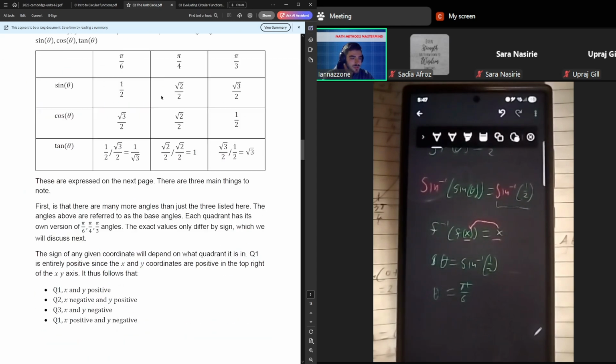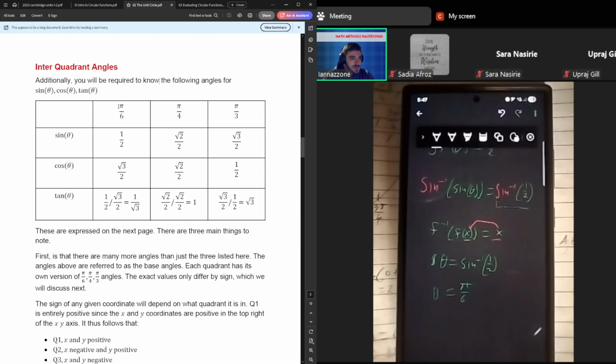You'll also have to eventually know, if you don't already, the interquadrant angles. Now, when I say you'll have to know them, I mean you'll have to have them memorized. These do not, unfortunately, appear on your formula sheet. And so this is something you do have to practice many, many times of redrawing the table or redrawing the unit circle, however you do it.